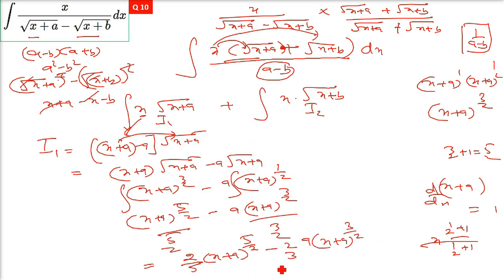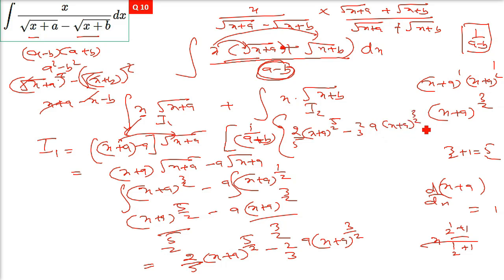But this is only one term. You have to do integration of x into under root x plus b also. But from this you very well know that if you replace a by b, the same result will come. I mean, if you replace a by b, x into under root x plus b will come. Okay, I'm writing the whole term now. You have to do the integration of x into under root x plus b separately. Please remember. So we have 1 by a minus b, which I took out of my bag and kept it here. The first term is 2 by 5 x plus a to the power 5 by 2 minus 2 by 3 a into x plus a to the power 3 by 2.